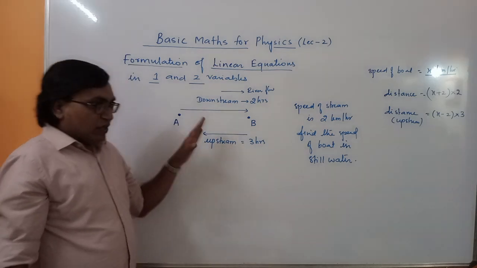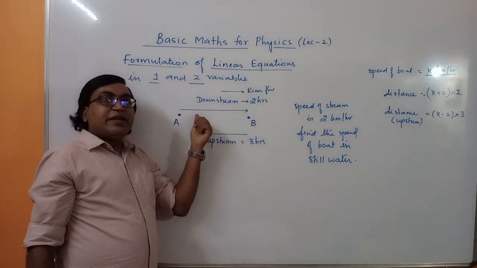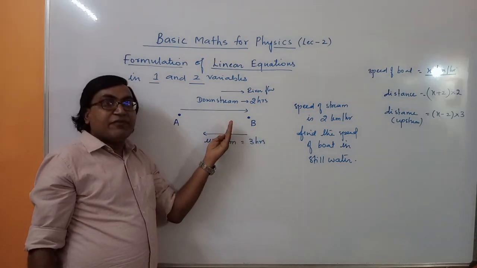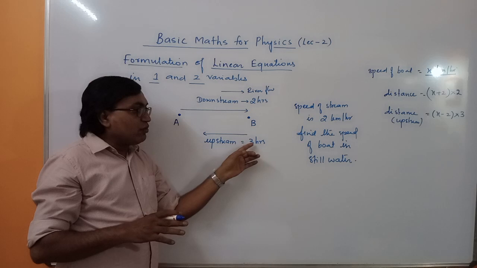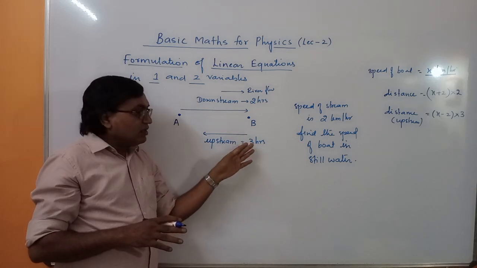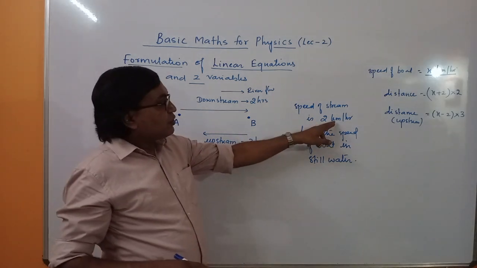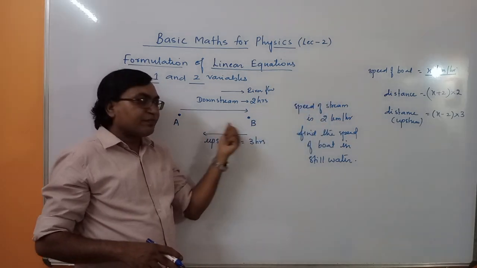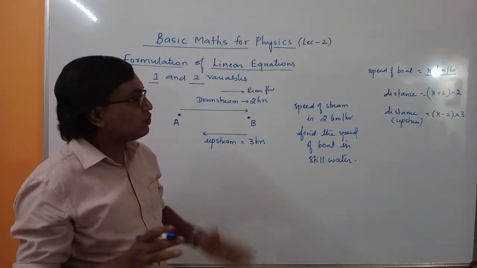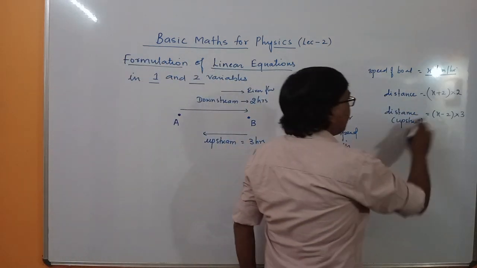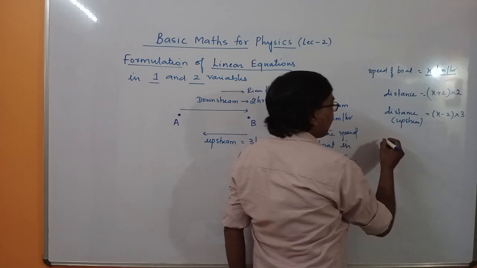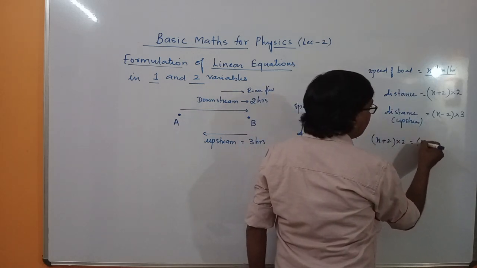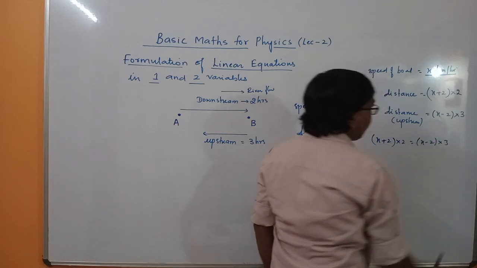Okay. So here, when it is going upstream, it has to move against the speed of the river. So the river will try to reduce the speed of the boat. So the speed of the stream is 2, the speed of the boat is x. So the speed from B to A will become x minus 2. Now the distance travelled in both the cases is equal, so we'll equate these equations. So (x plus 2) multiplied by 2 equals (x minus 2) multiplied by 3.